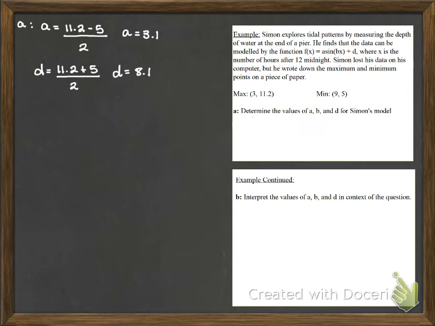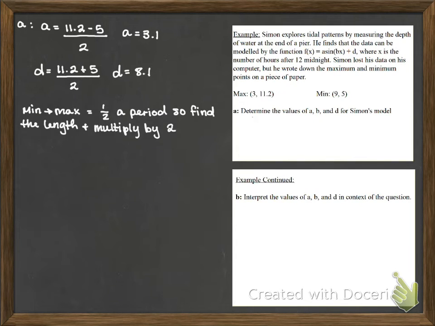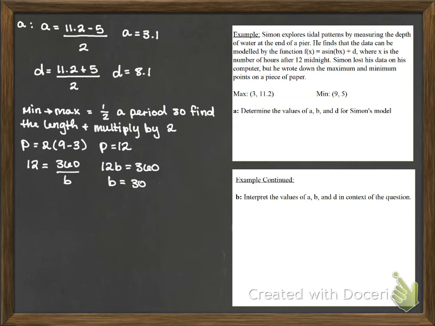Lastly, we have B. We know B has a relationship with our period. Our period is one full cycle from a max to max or a min to min. So the question becomes, what is that relationship from a min to a max? That is half of the period. So find the length and multiply by 2. We have 11.2 minus 5, and then multiply by 2, we get a period of 12. Now that we have the period, we can find B. So 12 equals 360 divided by B. So 12B equals 360, and we now have B equals 30.